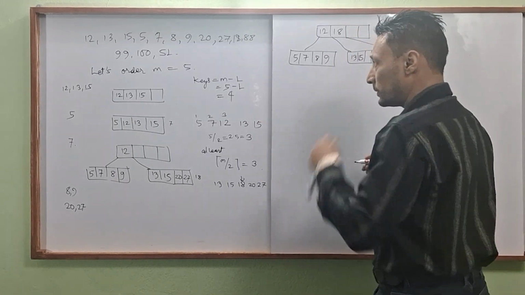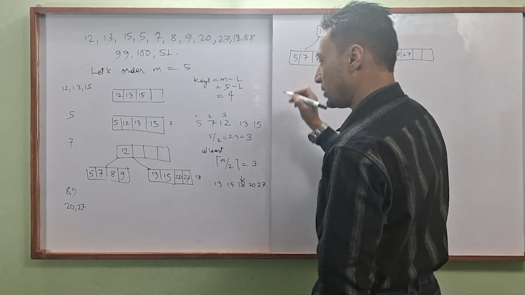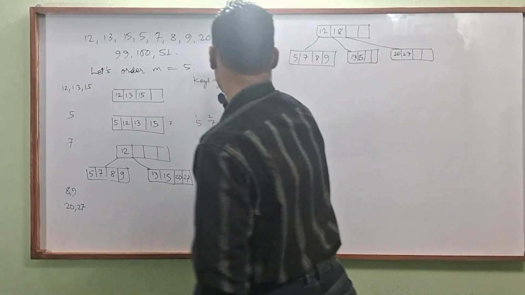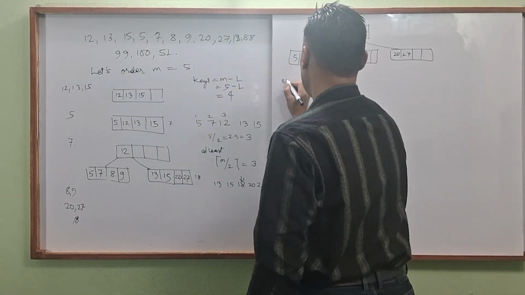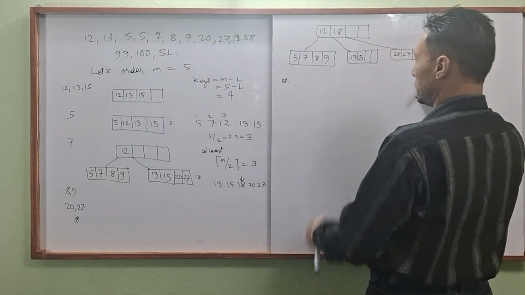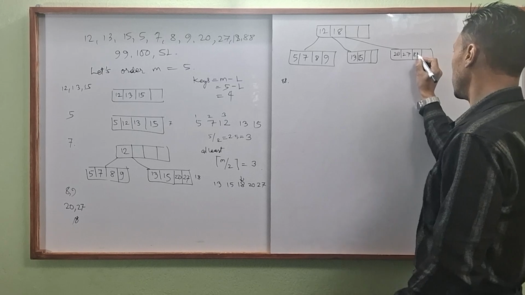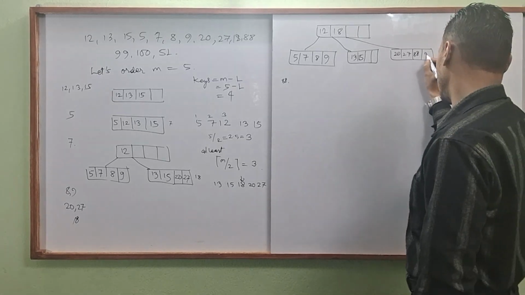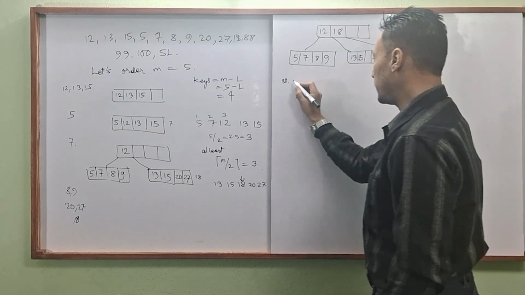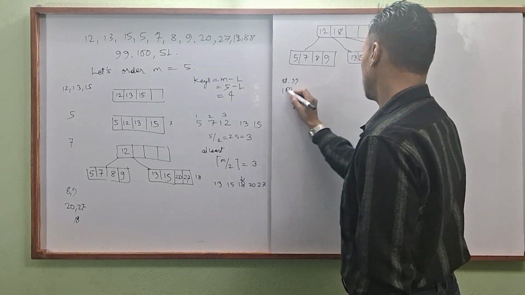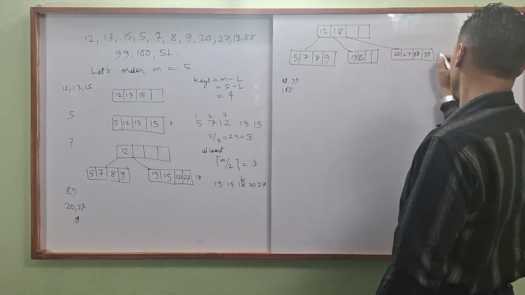Now let's have another value, that is 88. We have already taken 18. Now 88 will be the value. There is space here, so no problem, we can store 88 here. Now here comes 99. Again, no problem. We can store 99 here also. Now when 100 comes, what will happen? 100 is greater than 18, so it should go here.